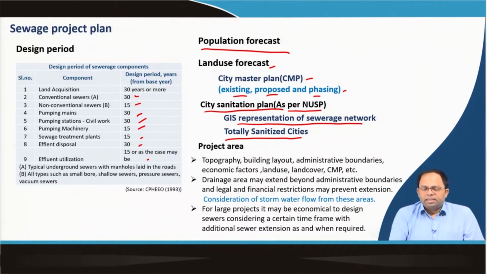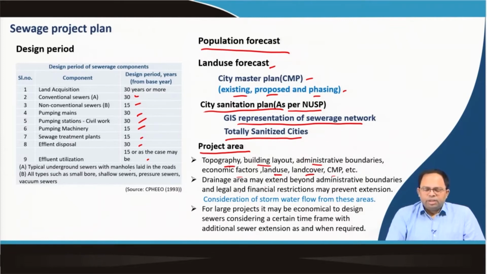Once we decide in city sanitation plans, when we create a sewage project, we first need to identify what our project area is. Is it the entire city, or is it a particular zone, or is it a particular catchment? All these issues need to be determined first. Or if I have a larger area, how will I break it into catchments or zones and so on. This depends on the topography, the building layouts, administrative boundaries, economic factors, land use, land cover, and the CMP, the city master plan of that area. All this determines my project area.